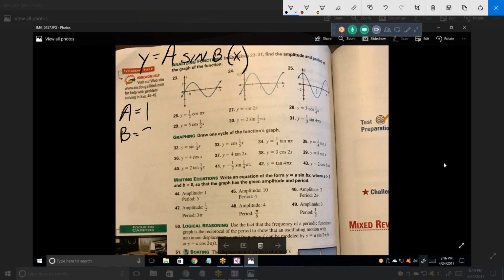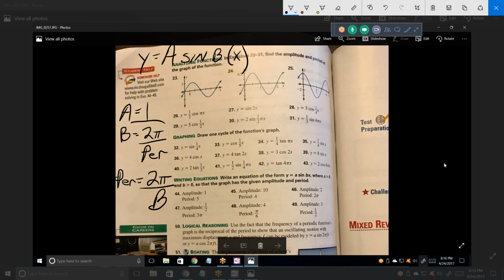Isn't it 2 pi over B? It's 2 pi over the period. Oh, period, okay. In other words, both of these statements are true. The period is 2 pi over B, and B is 2 pi over the period. Notice that algebraically, those are the same thing. It's just which one you're solving for.